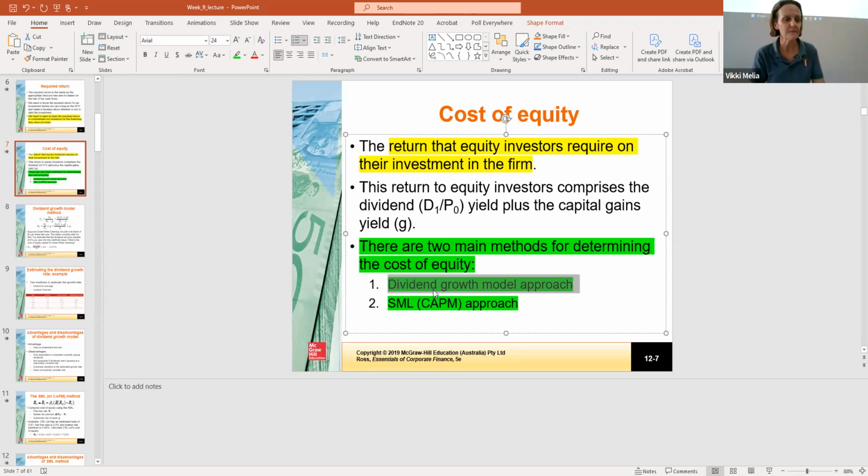It's the same equation. The other method, which we just had a look at, is the capital asset pricing model, or the security market line. That was an equation that allowed us to calculate the expected return. So the cost of equity for the company is the return that investors expect to get from investing their money in the company. So let's start with the constant dividend growth model from week 5.